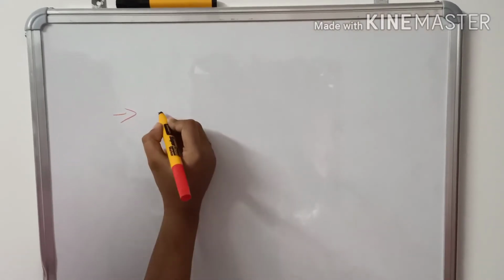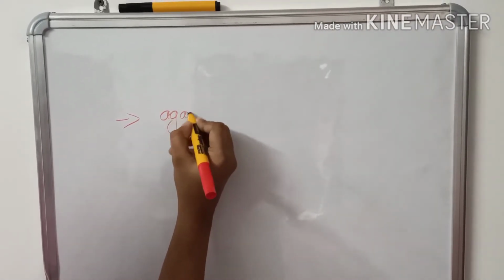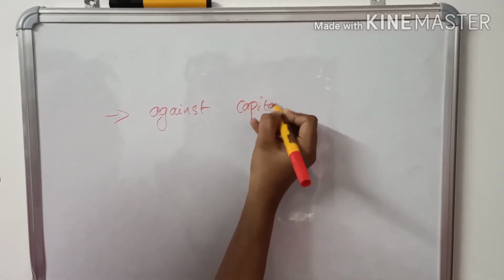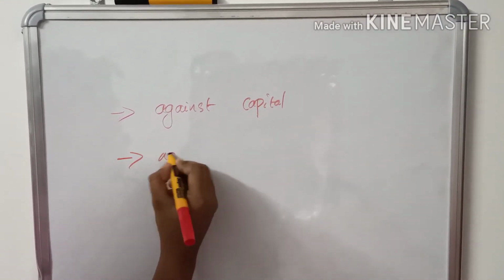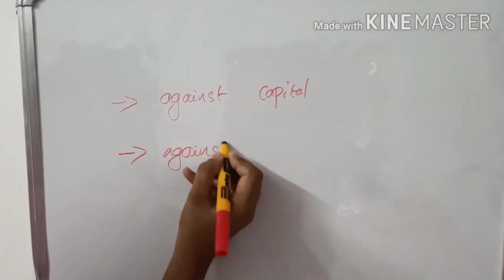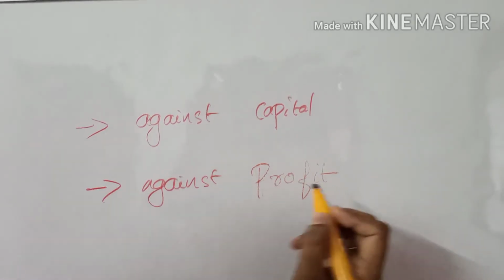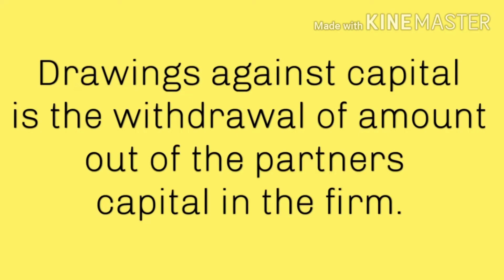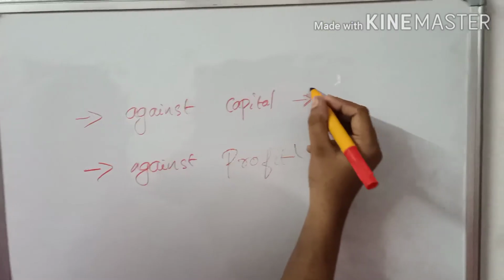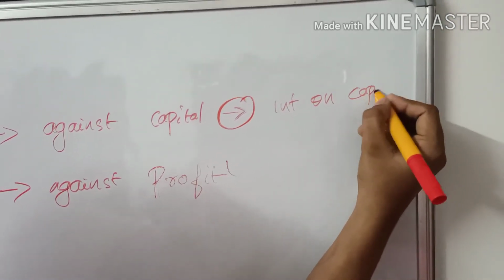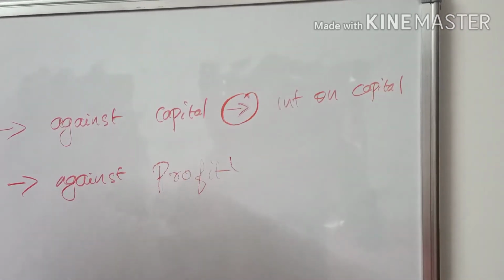It can be either against capital or against profit. Drawings against capital is the amount withdrawn from the capital contributed by the partners to the firm, and we have taken this while calculating interest on capital, as we have seen in the last class.